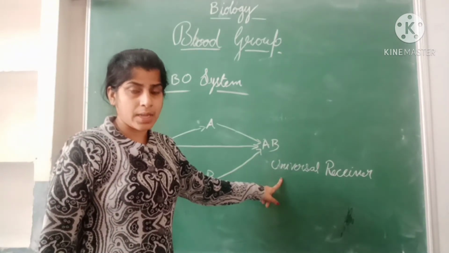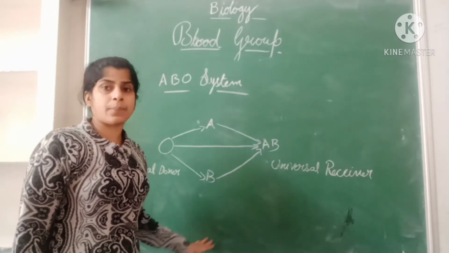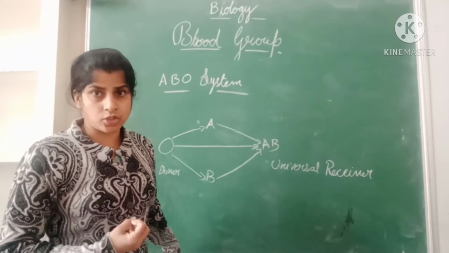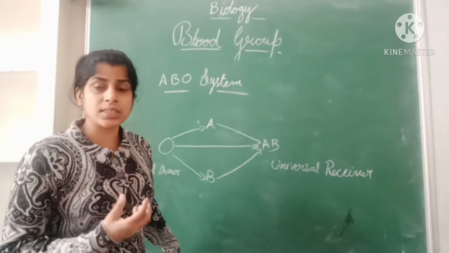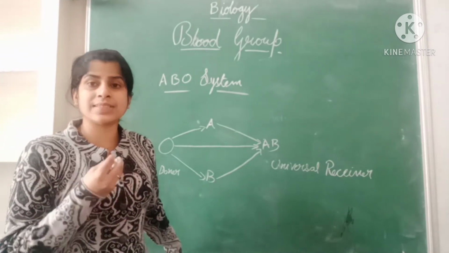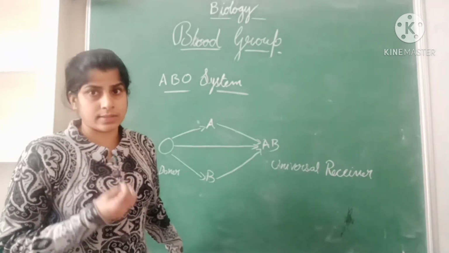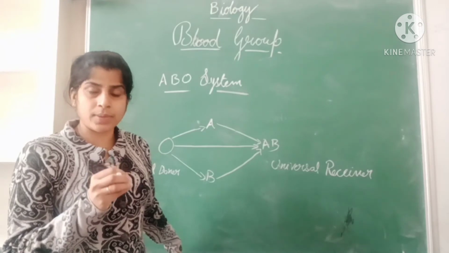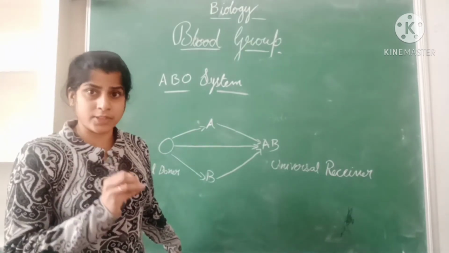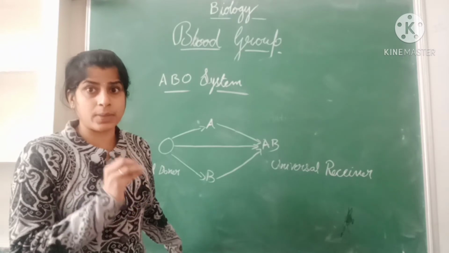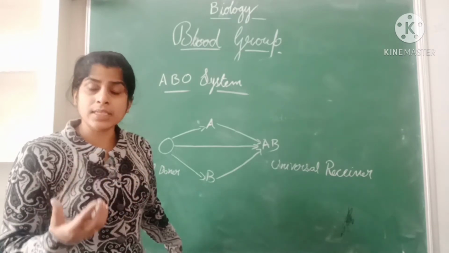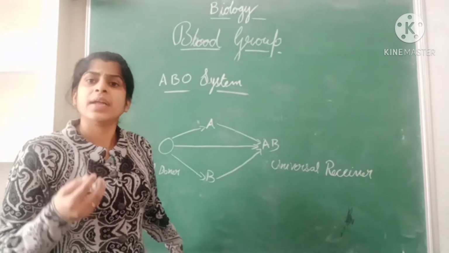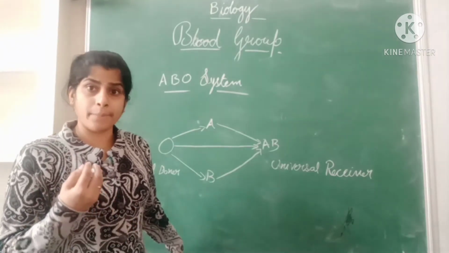Is it clear? And the blood group is also determined by the presence or absence of Rh. Rh is a special protein that is present on the surface of red blood cells, the RBC. If it is present, that blood group is Rh positive.